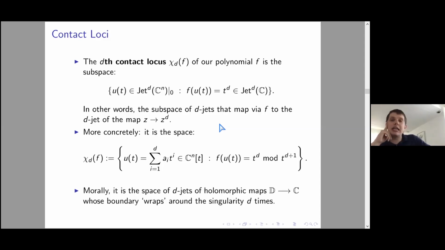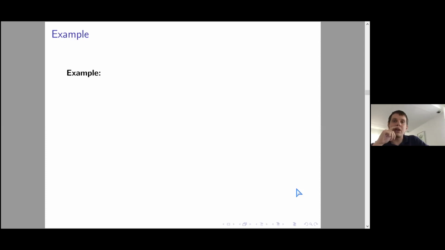And then, so morally, you should think of it as the space of d-jets of holomorphic maps from the disk to Cn. Sorry, this should be Cn here. And whose boundary wraps around the singularity d times. Okay? So that's what you should think of these arcs. They're spaces of things passing through the singularity whose boundary spins around the singularity d times. Okay, so let's do an example, and we'll do my favorite example, which is x squared plus y cubed.